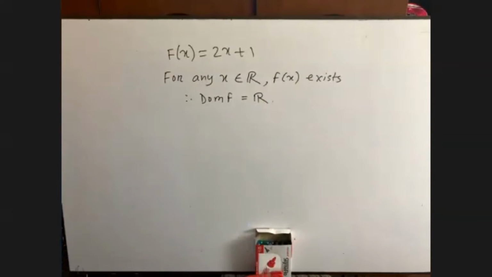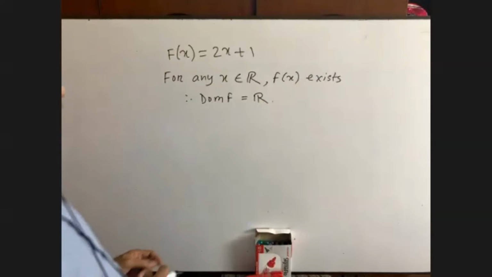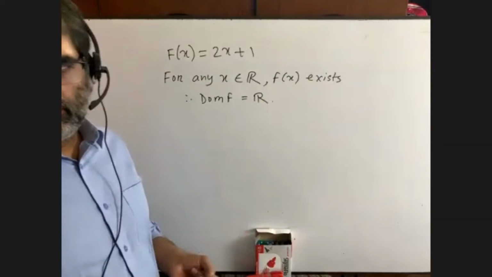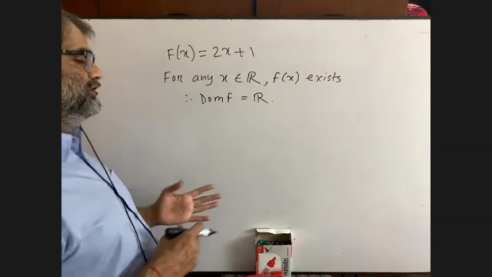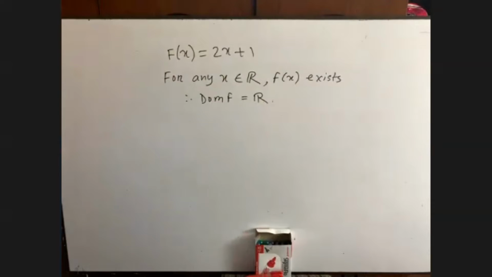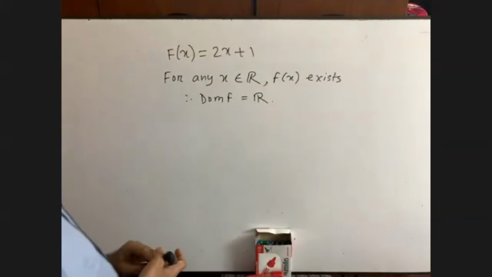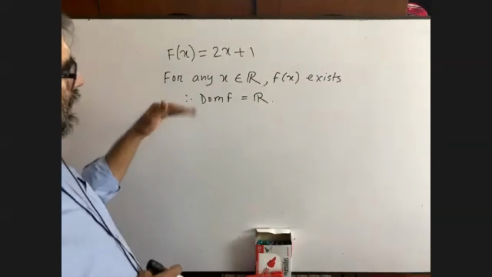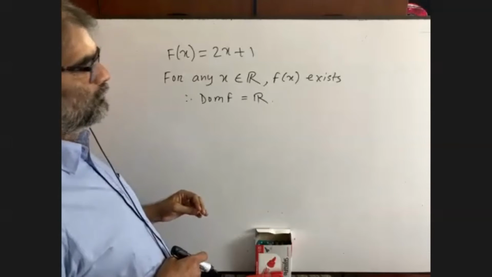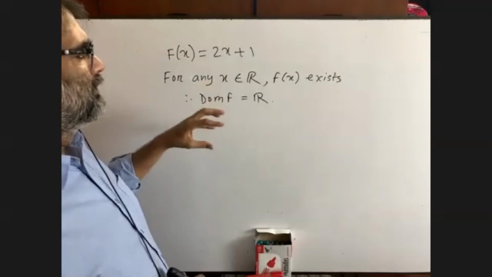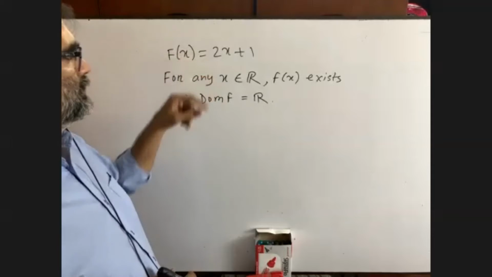That day I told you how to find the domain of a function. There, I gave you some embargo for a fraction and a square root. If there is any square root or any fraction, then you have to think to find the domain of the function. So what I have written here, for any x belongs to R, f of x exists. Suppose you can let any value of x and you will get the value of f of x.